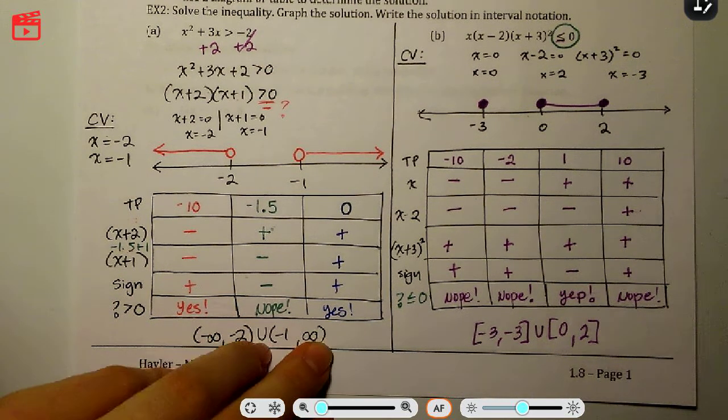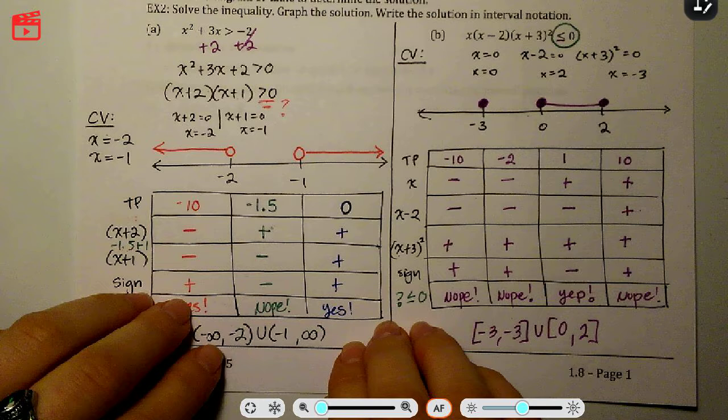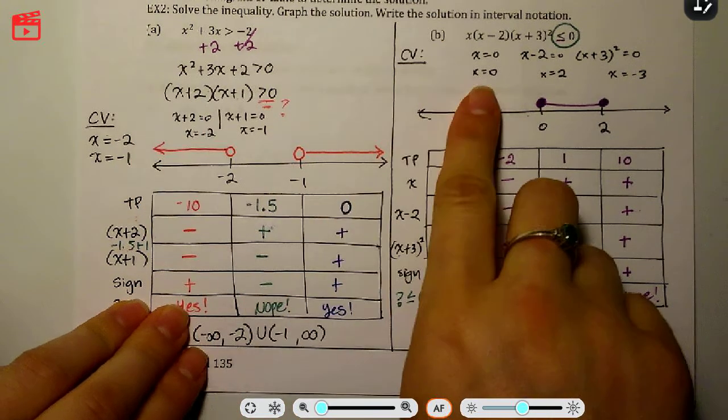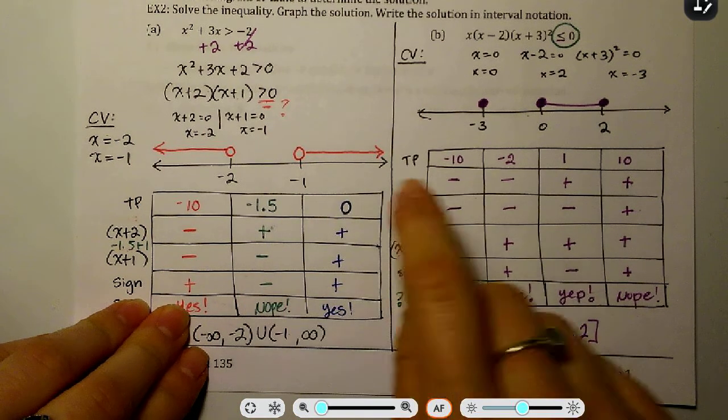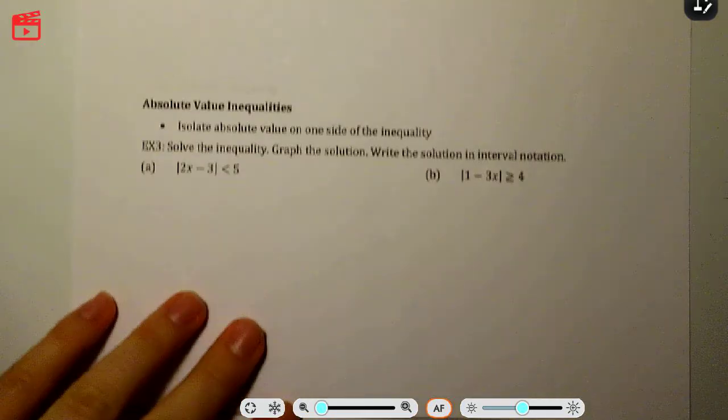Okay, so I really like the charts. They help keep things neat and concise, so I'd really highly encourage you to make use of them. But please always point out your critical values and the test points that you use. Okay, next page.